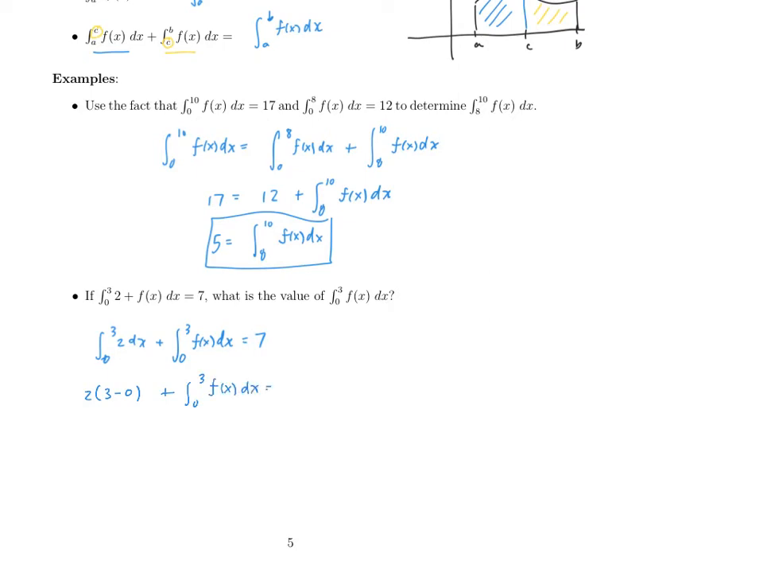And if we simply now subtract 6 from both sides, we end up with the value of the definite integral of interest. It's 1. So utilizing these properties very quickly and conveniently answers both of these first two questions. So let's go ahead to the next page.